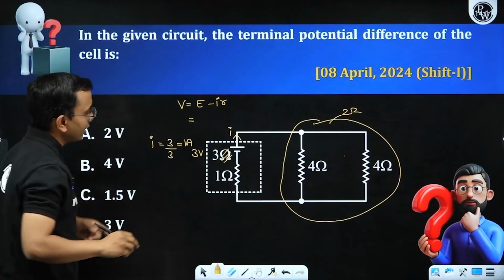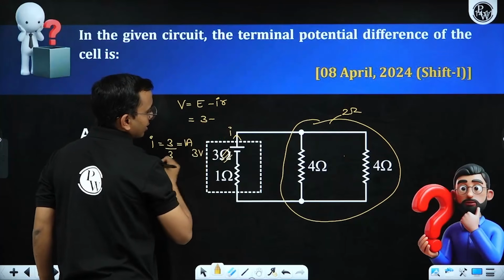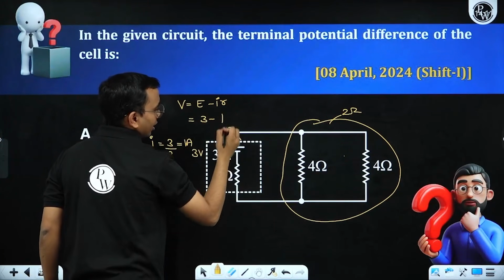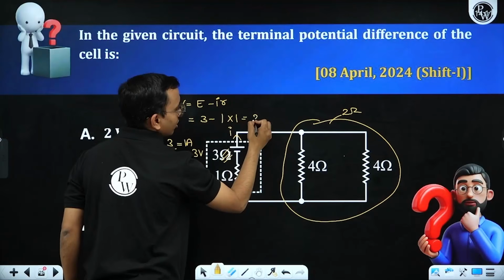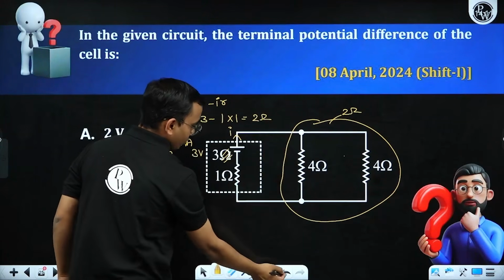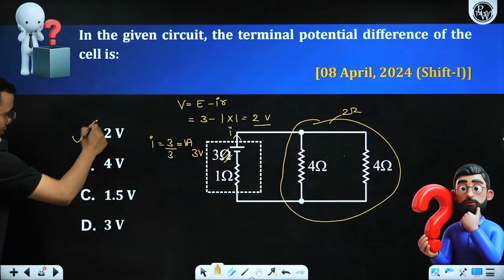I'll put 1 ampere here. So E is 3 minus IR. I is 1 into R. The internal resistance is 1. So this comes out to be 2 volt. That is option A.